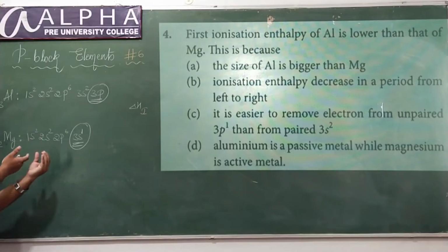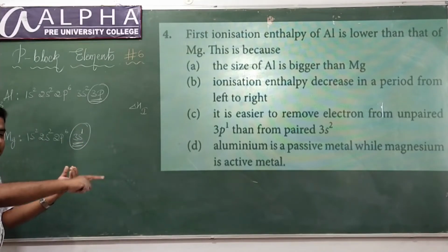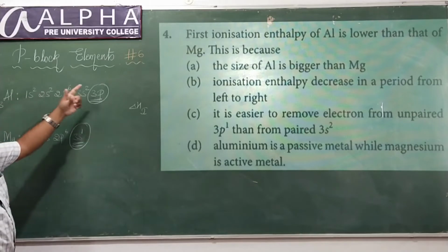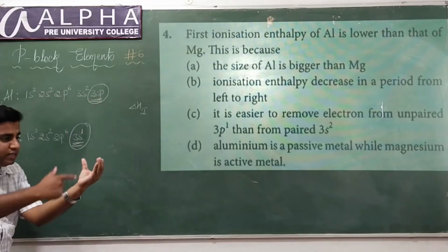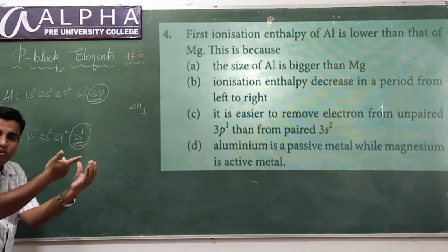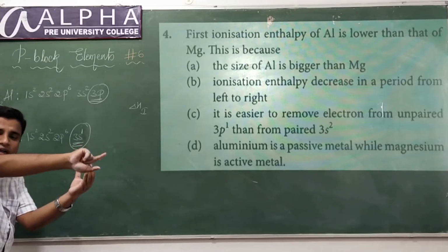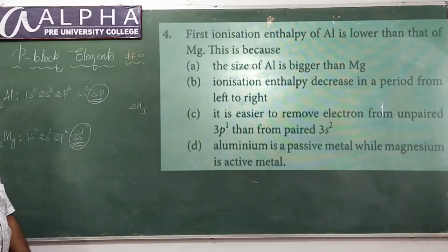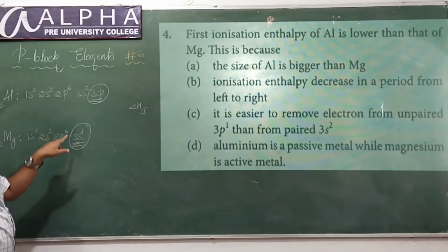Since the 3s electron is tightly held to the nucleus, the removal of the last electron becomes difficult, correct? Whereas in aluminium the last electron is in the 3p orbital, which is away from the nucleus. Since the last electron is away from the nucleus, effective nuclear charge will be less. Since the effective nuclear charge is less, the last electron can be easily removed from the orbital, correct? So that is why it is easy to remove this electron than this electron.